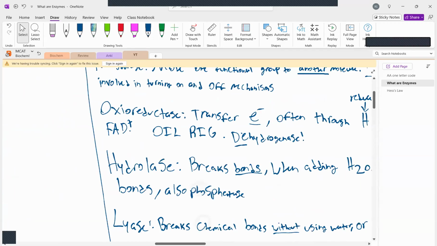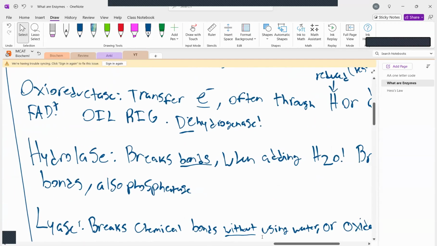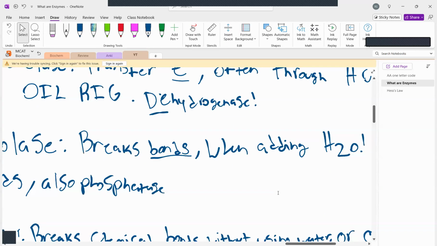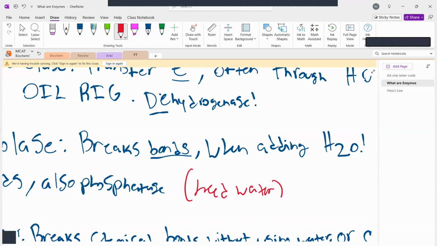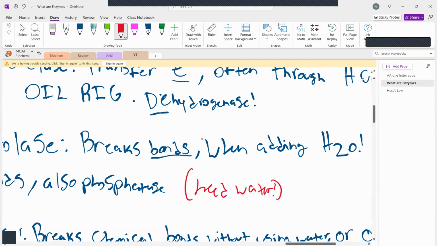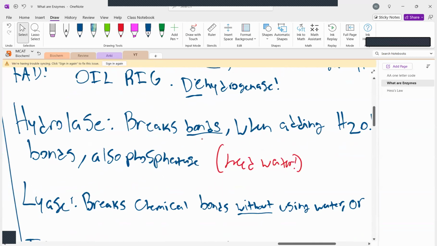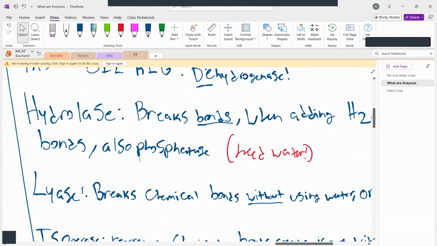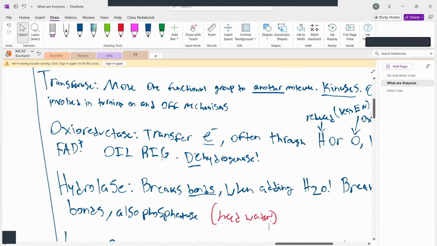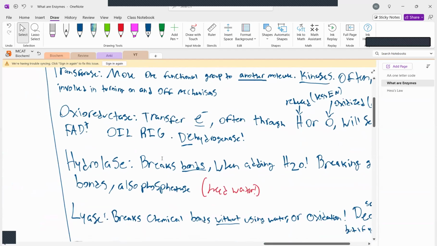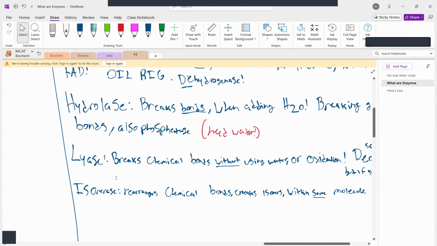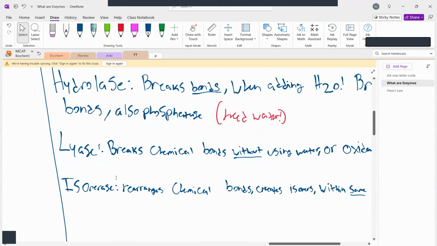Glycosidic bond, sugar bond, also phosphatase. If you see a phosphatase, like we were talking about earlier, you need water in order to do that. That's the one difference, you need water. That's another thing that the MCAT loves to test on, so just be warned. The difference is phosphatases need water, kinases usually don't, or they need ATP or some other form of energy.